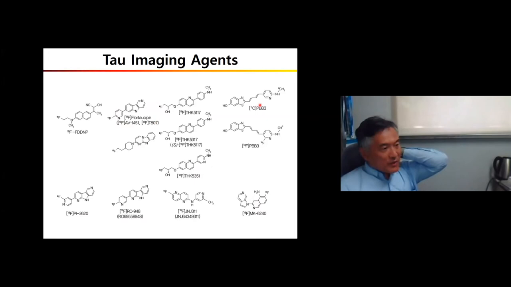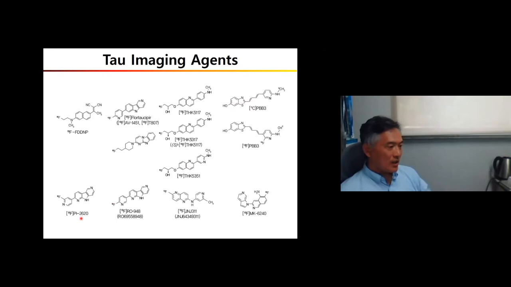The first human imaging was obtained with C11 PBB3, but T807 was also invented by the Avid company. These kinds of compounds start from FDDNP, because FDDNP shows a distorted planar structure, and you can see it is somewhat linear but distorted. You can see here also a linear planar structure and the distorted structure. And this MK Merck compound shows a dramatic angle that is somewhat narrower than the other compounds. You can see here this planar structure shows about a 120 degree distortion from the main plane.